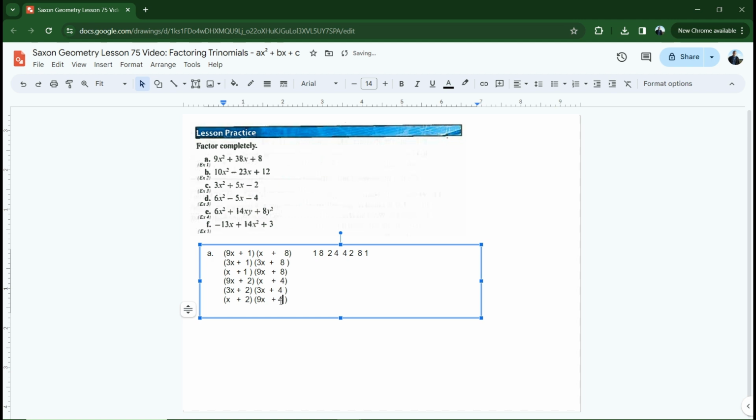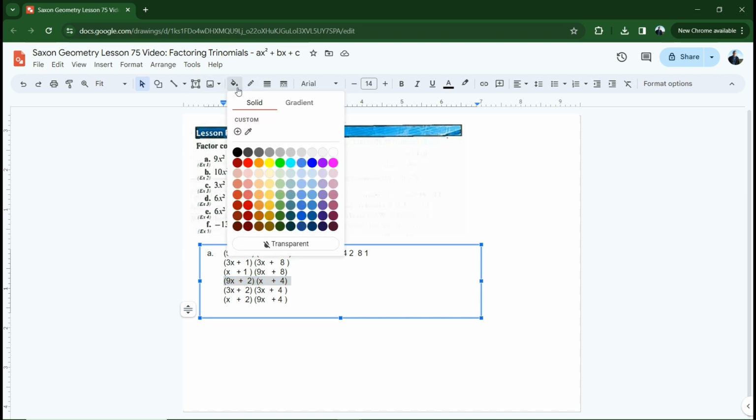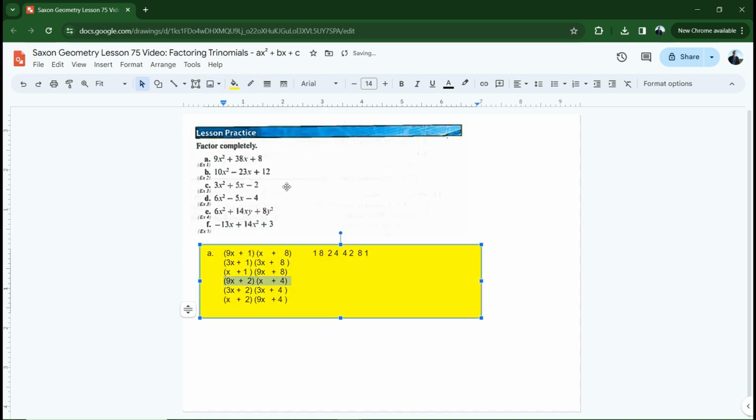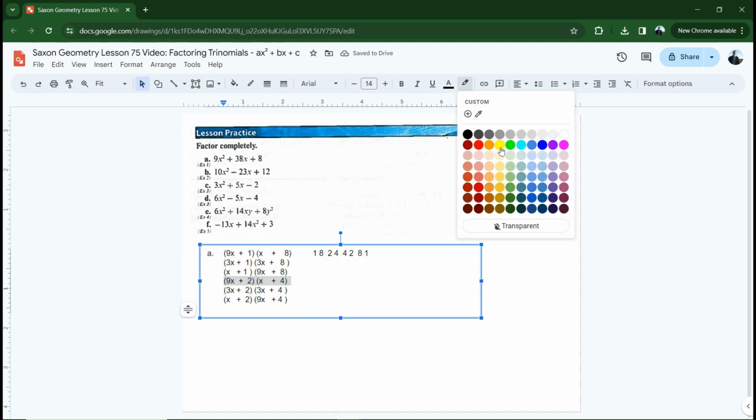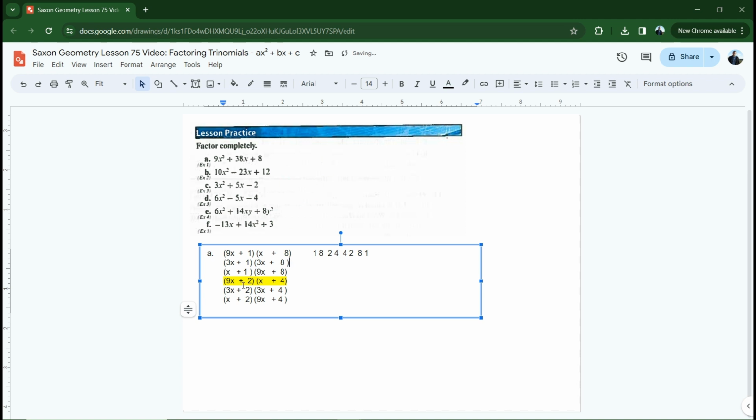Okay, so this first one, 9 times, let's see, 9x times 4 is 36. Oh, wait a second. Plus 2x, 36x plus 2x is 38x. This is the one. Once you find it, you can stop. So I'm just going to highlight this in yellow. Oh, I just highlighted everything in yellow. Let's try that again. Highlight in yellow. There we go. This is the one. This is the factored trinomial.